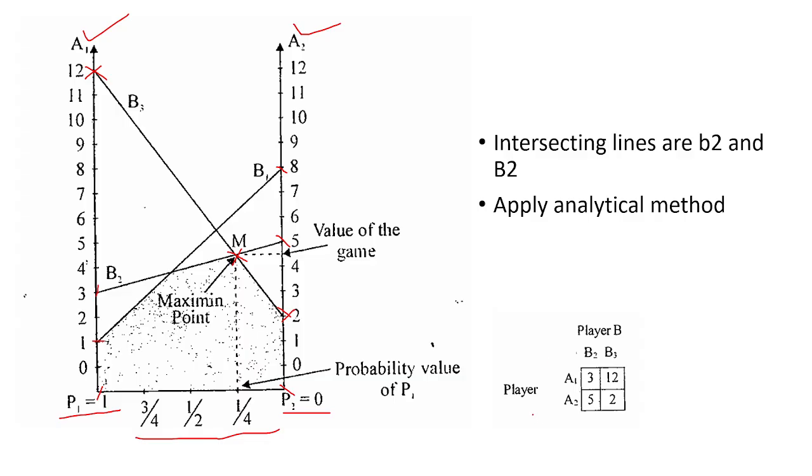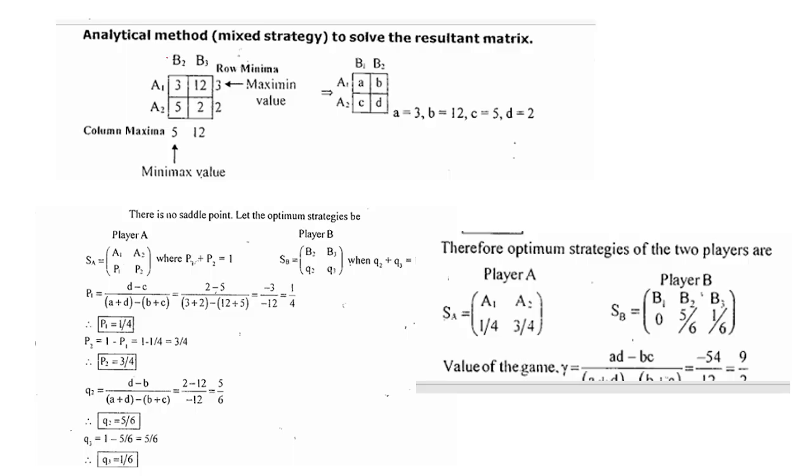Okay. Now we have reduced it because B1 is eliminated. The game is now converted into 2 cross 2. B1 is not there. 3, 5, 12, 2. Again, find out the saddle point, maximum and minimum. There is no saddle point. Proceed.